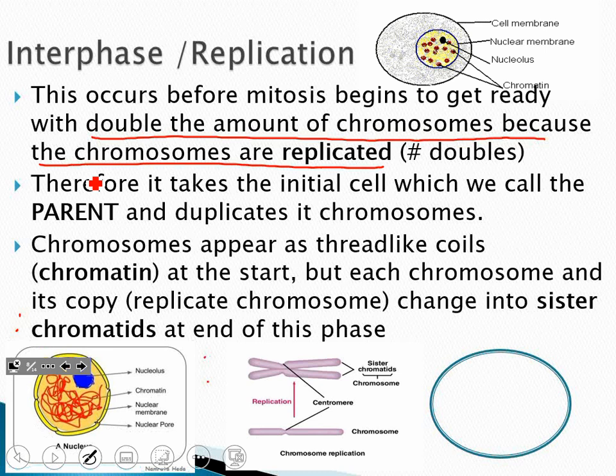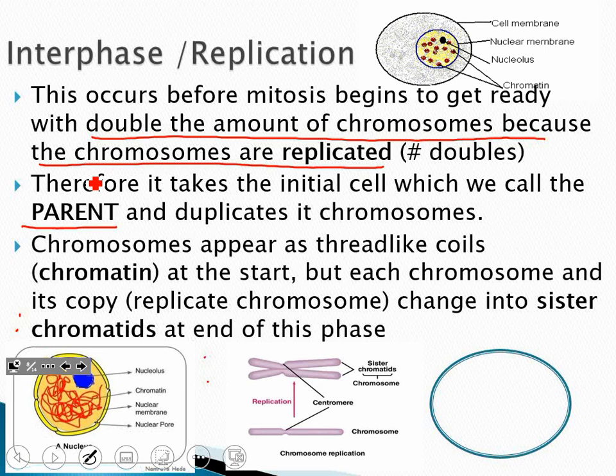So if I gave you 2 copies of the notes for the reproduction unit, you're not twice as smart if you go through both of those. You just have 2 copies of the same thing. So at the end of interphase, the chromosomes are replicated to prepare. We make a photocopy of them to prepare for cell division. So that initial cell we call the parent cell, and it duplicates its chromosomes.